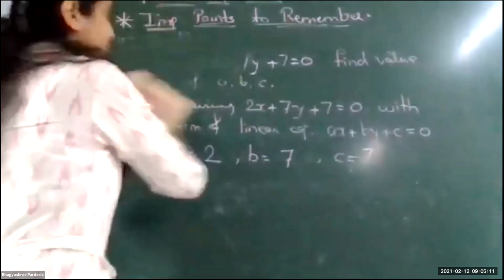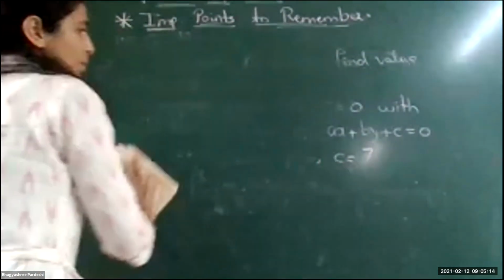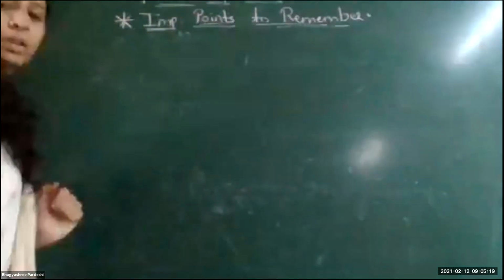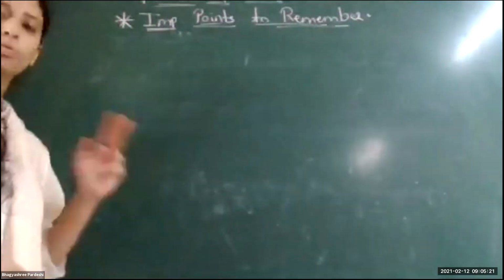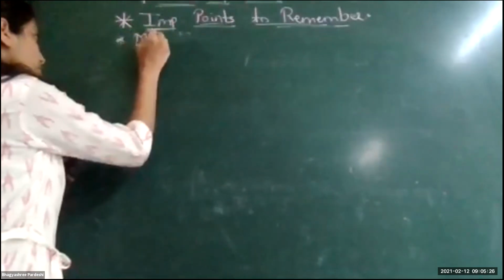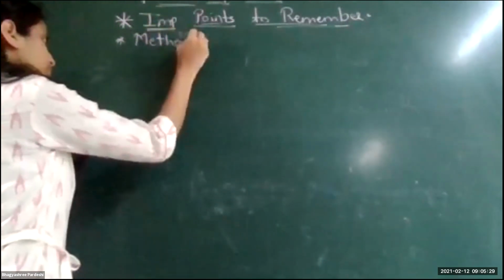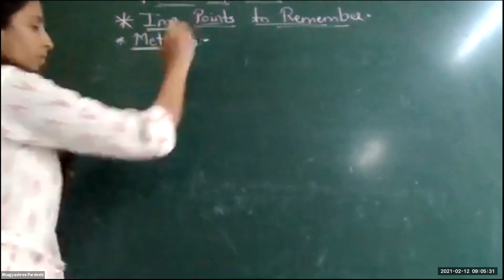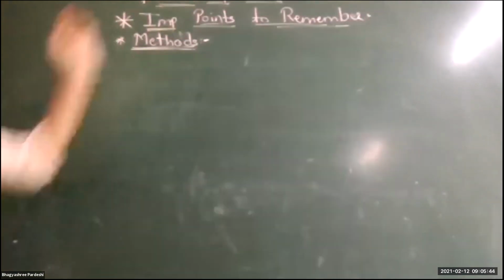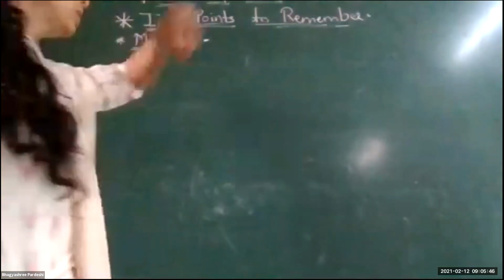Now let's see the methods, one by one. We'll just see how the methods work, and then in the next lecture we'll see the questions based on 1 mark, 2 marks, and 3 marks. Now let's see the first method. The graphical method we will see in the class.